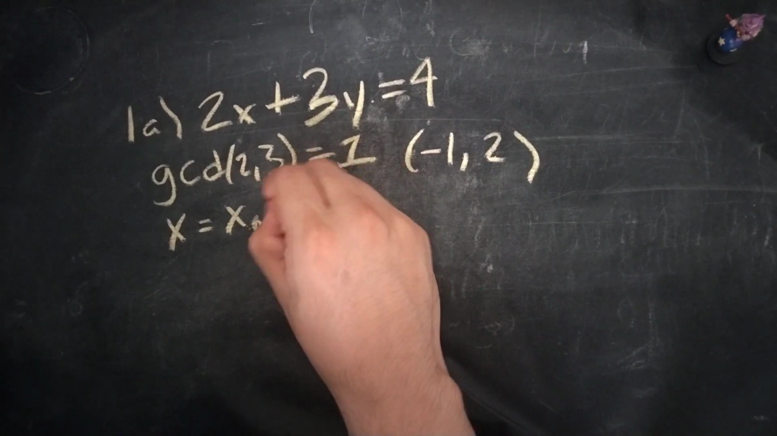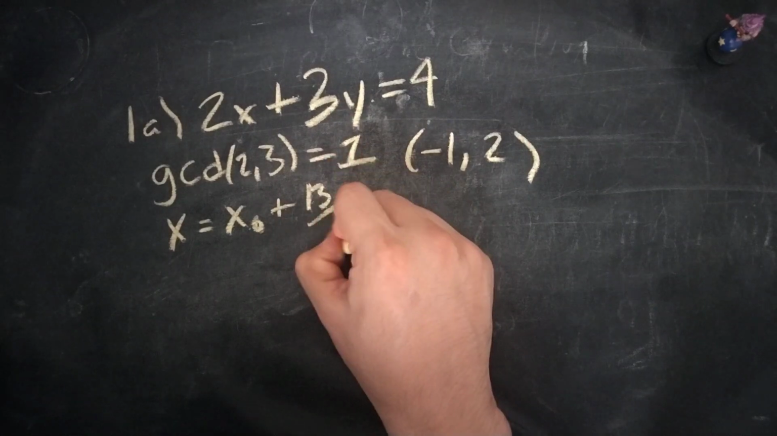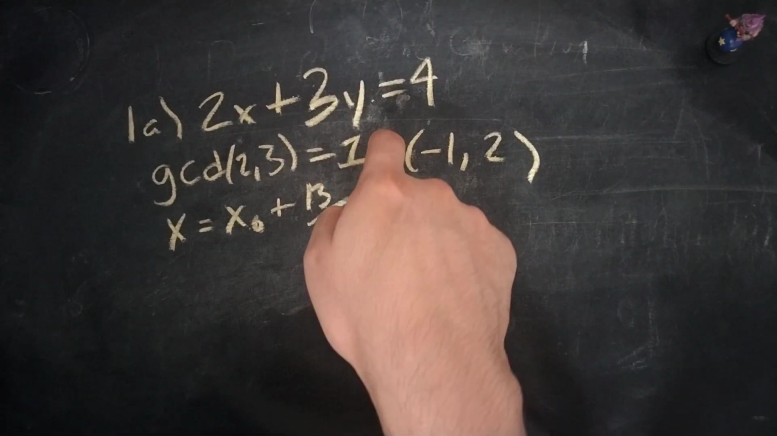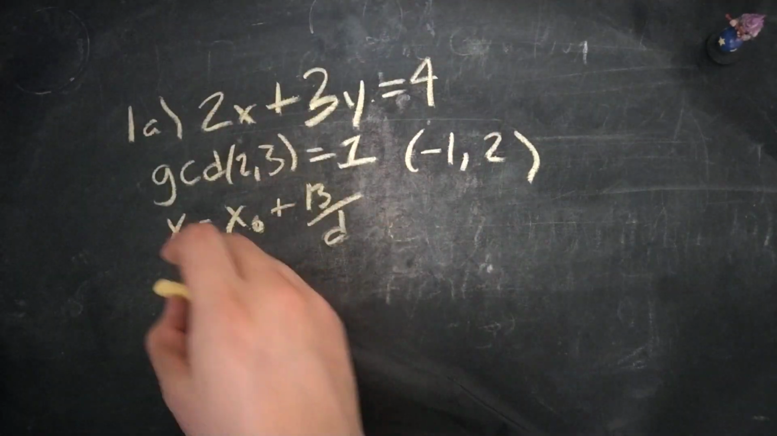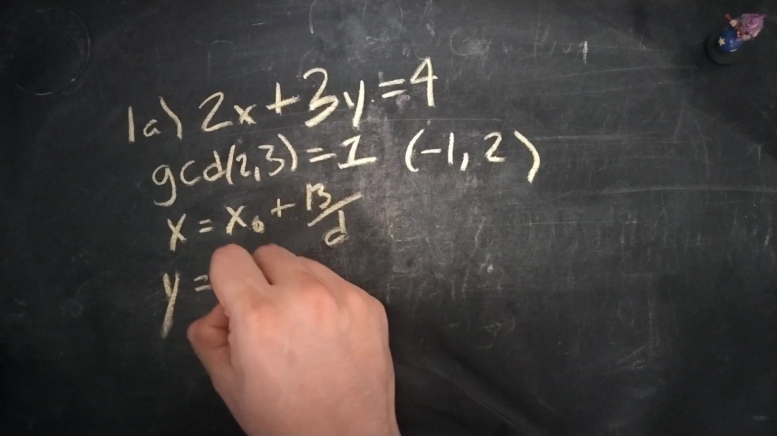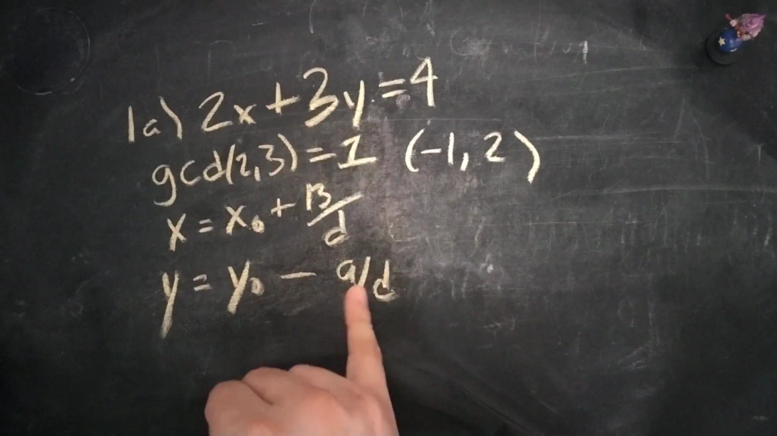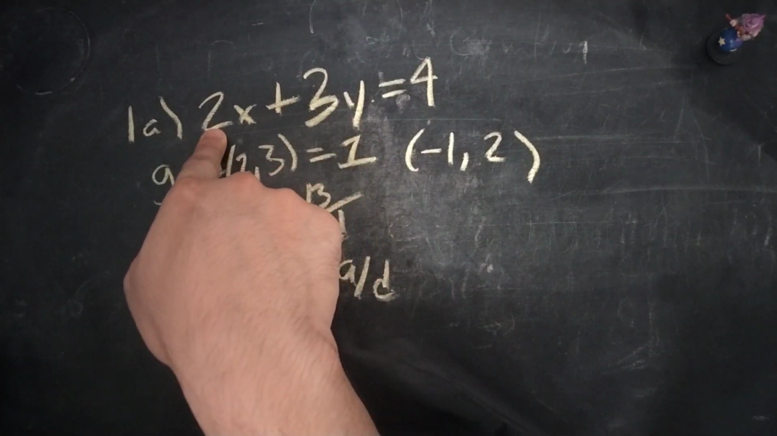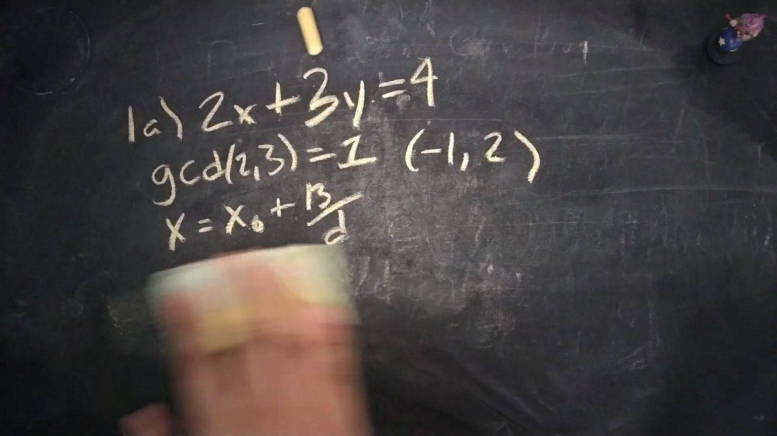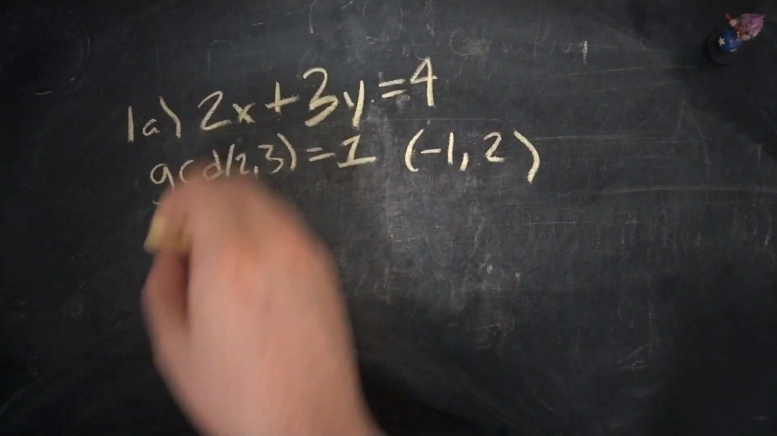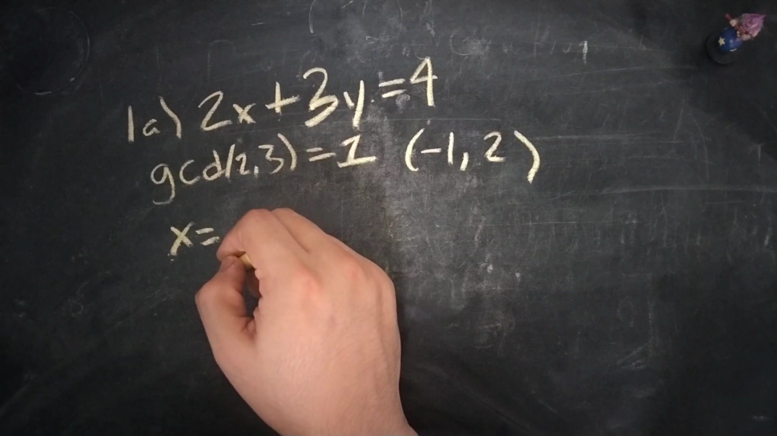And the general solutions are of this form: x naught plus b over d. Here d refers to the greatest common divisor, and b refers to the coefficient of y, and y is y naught minus a over d. Again, the a refers to the coefficient of x here, and d refers to the greatest common divisor.